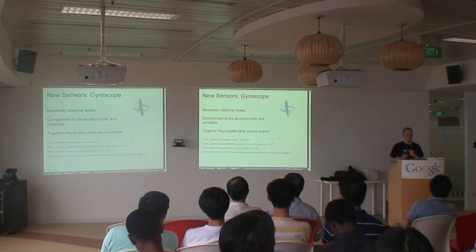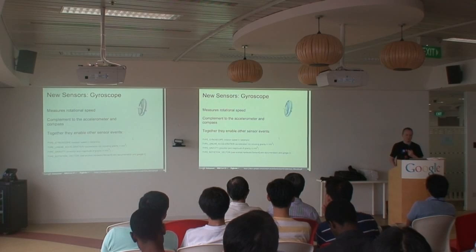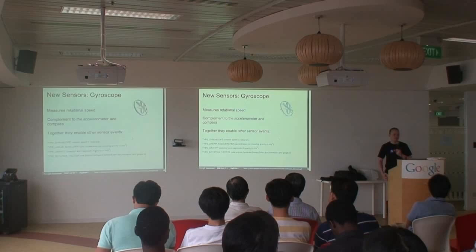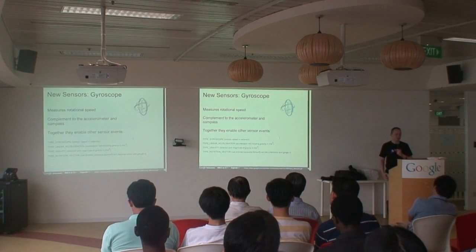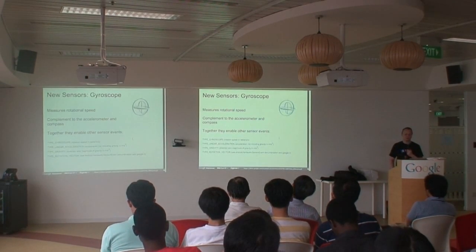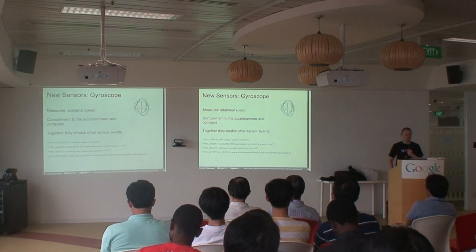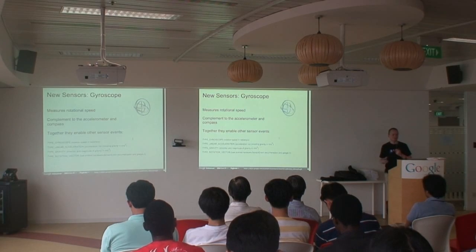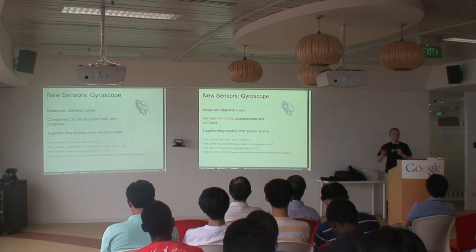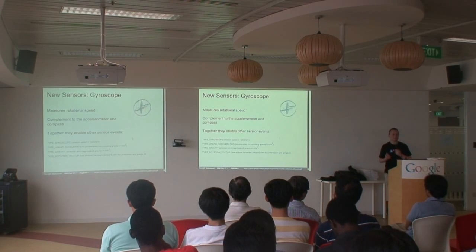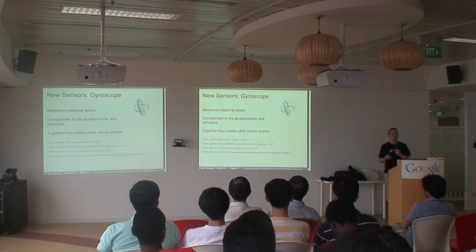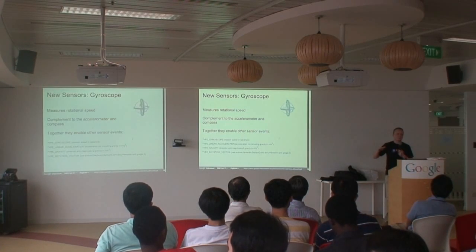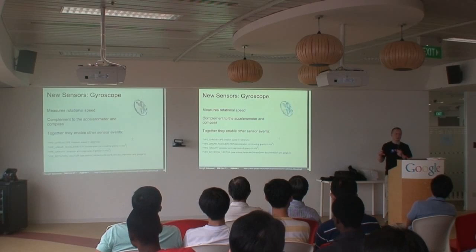So this introduces 4 new sensor types in Android. The first one is type gyroscope, where you get the rotation speed in radians per second. The second one is linear acceleration, which measures the acceleration in all 3 dimensions. This is similar to the accelerometer. The accelerometer measures the acceleration, but it also takes gravity into consideration.